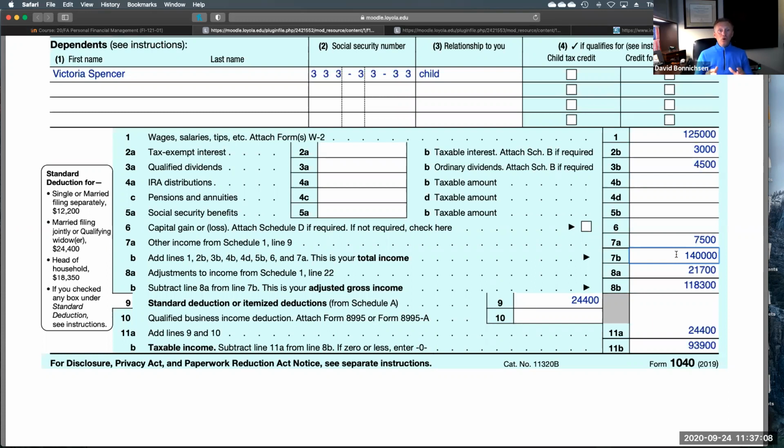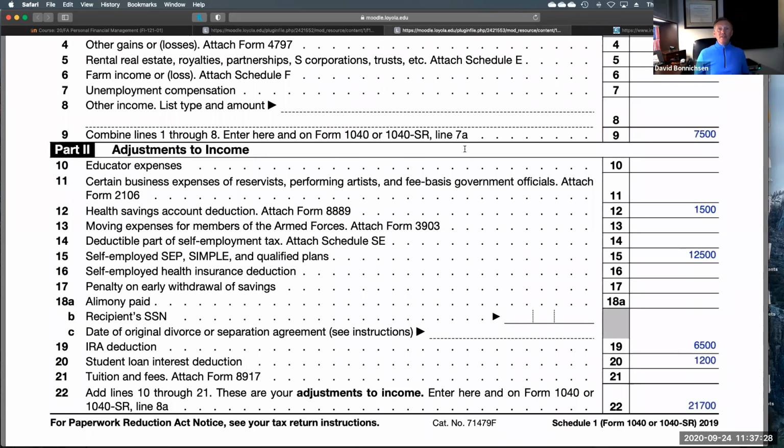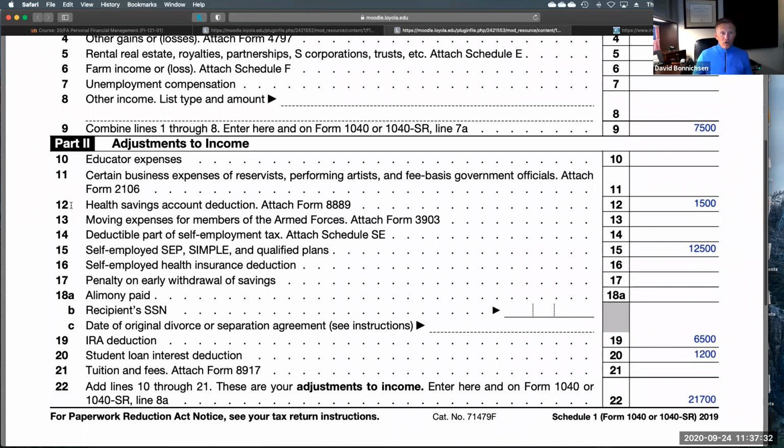Now, let's go look at line 8A, the adjustments to income. What can we deduct from our income in order to get to our adjusted gross income? And it tells us where we need to go, Schedule 1, line 22. So we're going back to Schedule 1. And we can look through to see what adjustments to income the Spencers have. Well, look, line 12, health savings account deduction. We're able to deduct that from our earnings, $1,500.